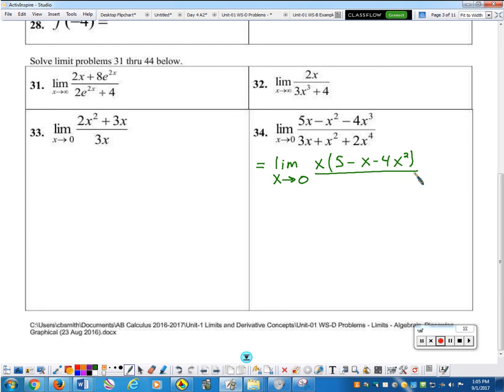Somebody back to the bottom for me. Elliot. 3 plus x plus 2 cubed. Nicely done. Or 2x cubed. Good enough. You're good. We have a question.